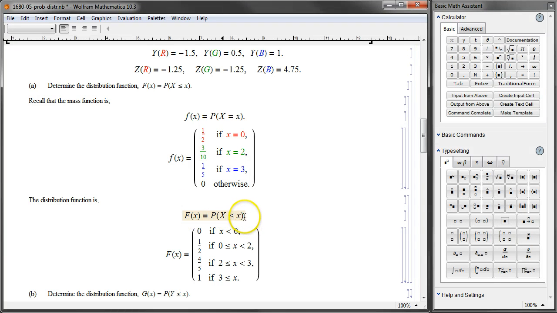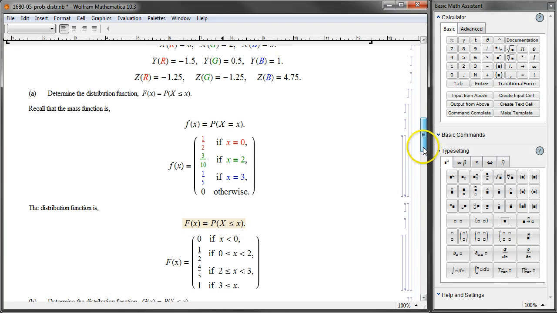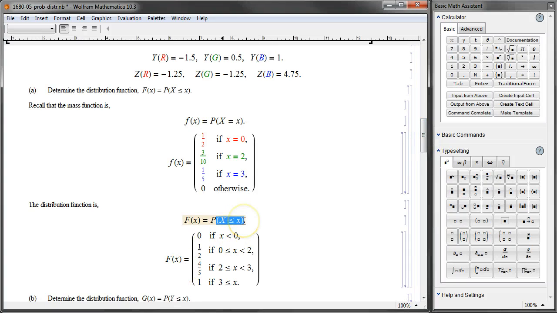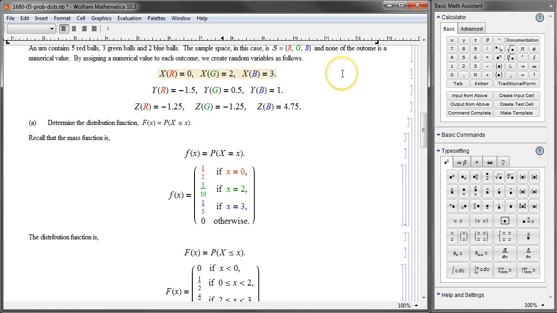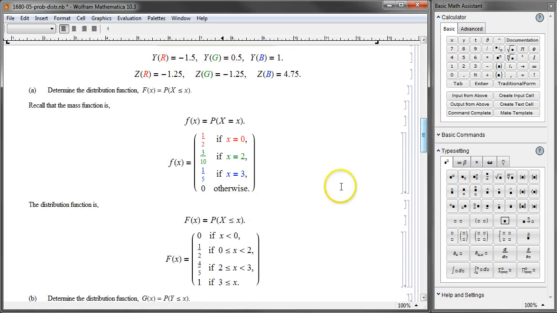I mean, this is the cumulative distribution function here. And what is the probability that capital X takes a value less than or equal to x, where x is less than 0? Oh, that's a bit confusing. That's equivalent to the probability of this capital X taking a value less than 0. But that's impossible. It can take only 0, 2, or 3. It cannot take a value less than 0. So that's impossible. So the probability for that case is 0.